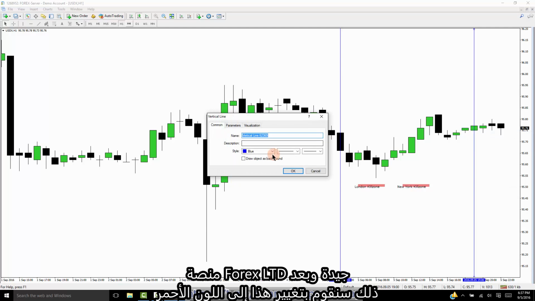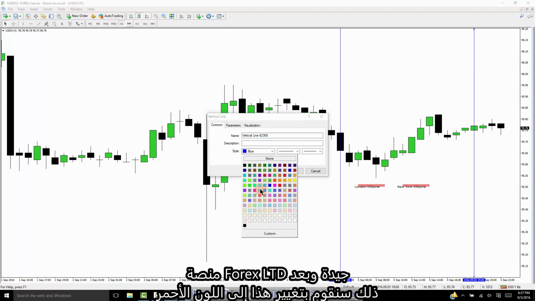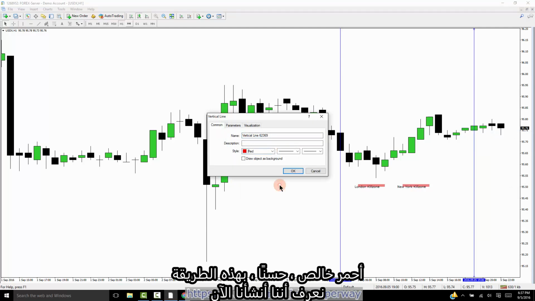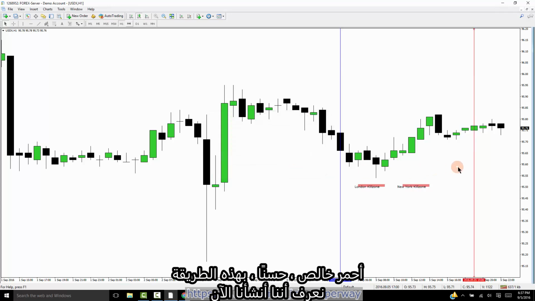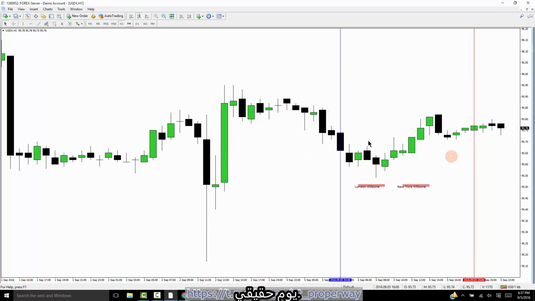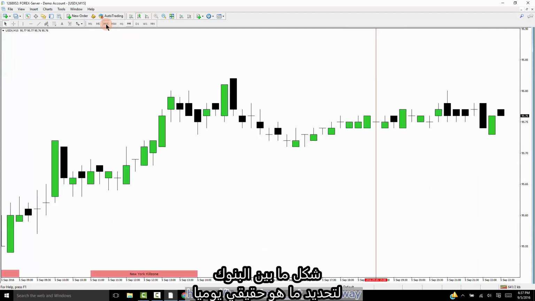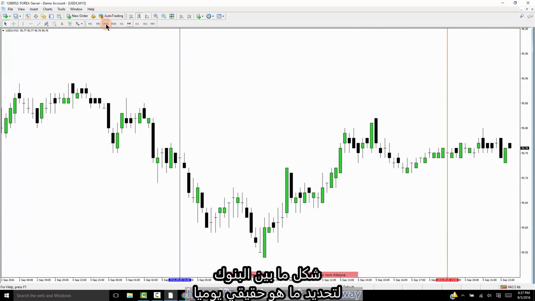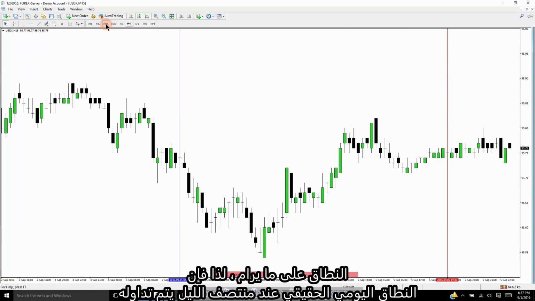Okay, and then we'll change this to a solid red. That way we know that we have now created a true day interbank format for determining what the true daily range is.